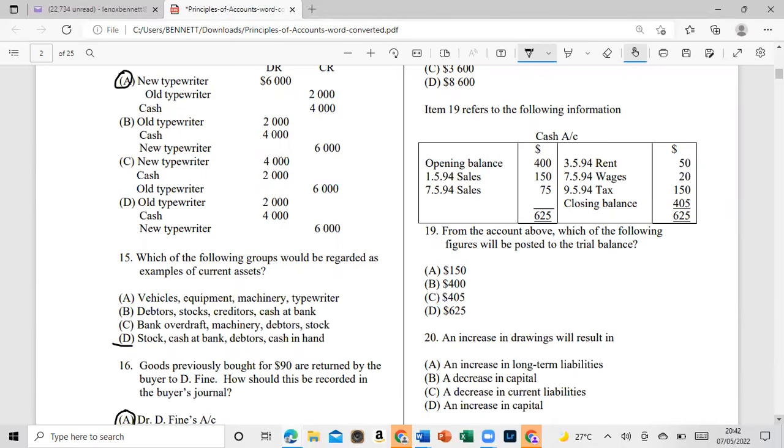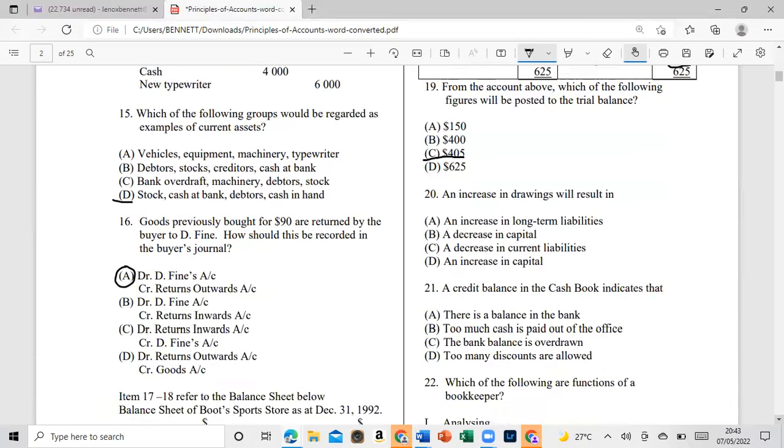So number 19, item 19 refers to the following information, and we have the opening balance, rent, and the closing balance. It says, from the account above, which of the following figures will be posted in the trial balance? Now, what will be posted in the trial balance is the closing balance, right? So the closing balance would be 405. Move on to 20.